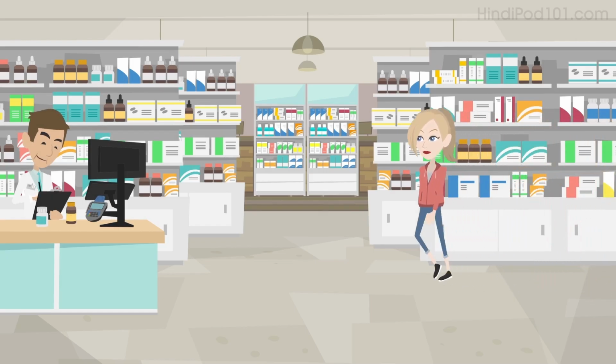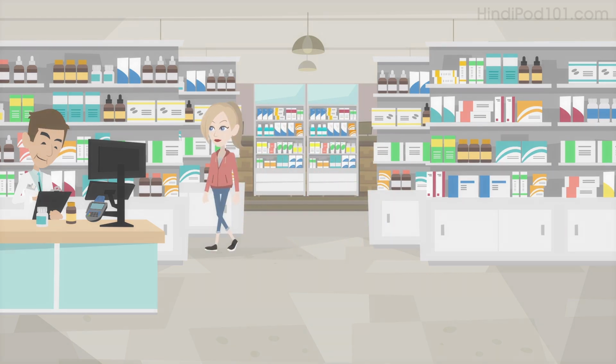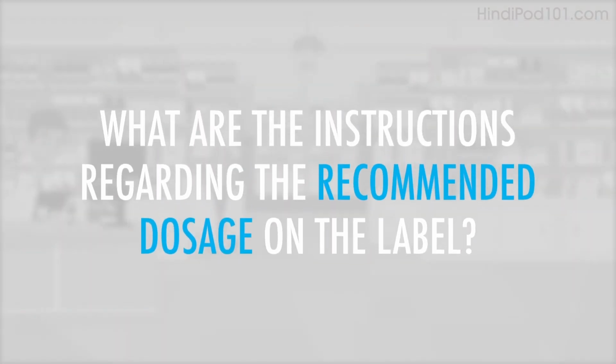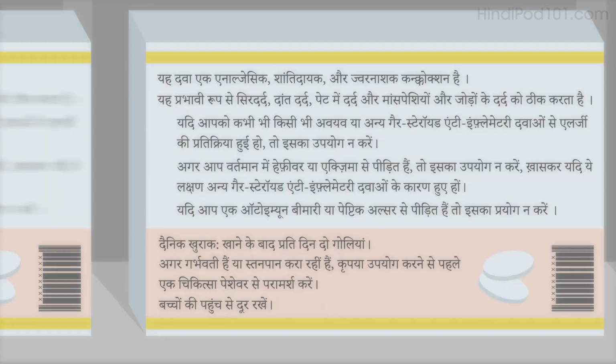Suddenly, you get bad abdominal pain and decide to buy some medicine. What are the instructions regarding the recommended dosage on the label?